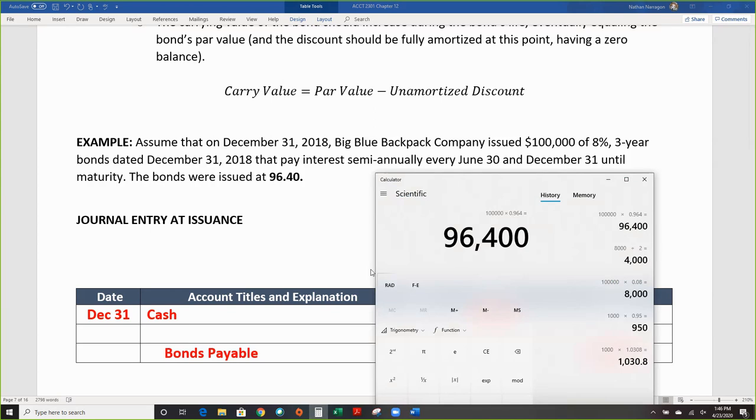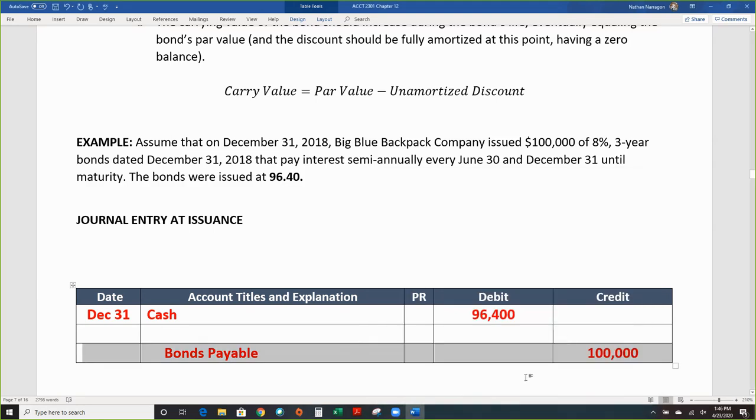So, 100,000 minus 96,400 will show I have 3,600 that needs to be accounted for. Well, I do know in order to balance debits and credits, this is going to show up here as a debit. This also tells us that a discount has happened. So, discount on bonds payable.